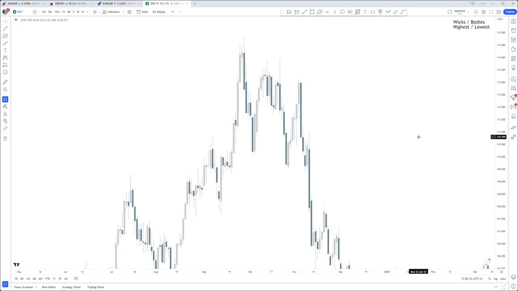All right, without further ado, let's talk about rejection blocks right here. Rejection blocks are fairly simple. A rejection block, and the way I like to see them, is when we do have a long wick at the top or at the bottom. For example, this right here, we have a long wick. Then we might not sweep above, but we might not take out this whole wick before we continue lower.